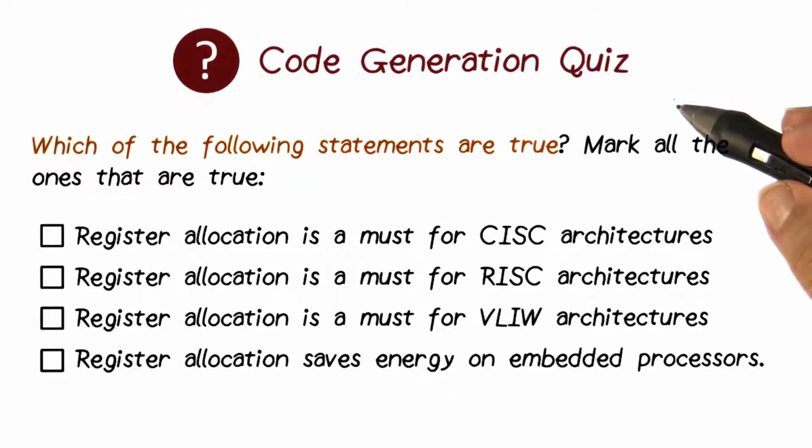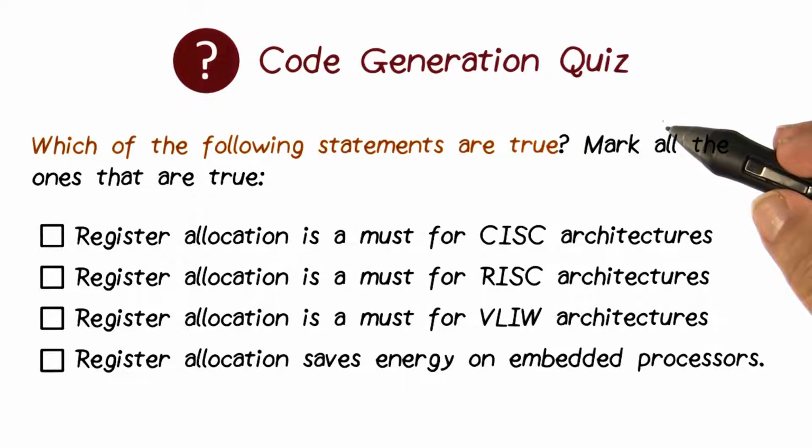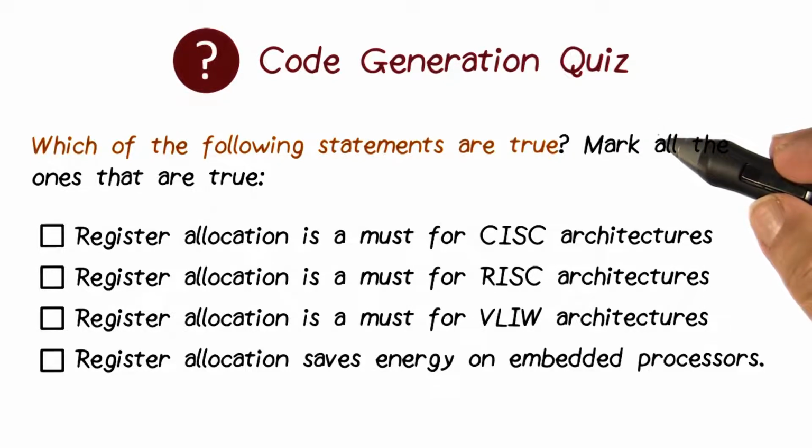The first statement is register allocation is a must for CISC architectures. The second statement is register allocation is a must for RISC architectures. The third statement is register allocation is a must for VLIW architectures. And the fourth one, register allocation saves energy on embedded processors. With the knowledge of how these different processors and architectures work and how register allocation works in terms of keeping values in registers as long as they can be, please answer these questions. Go ahead and mark your answers now.